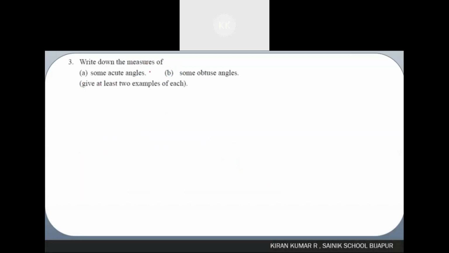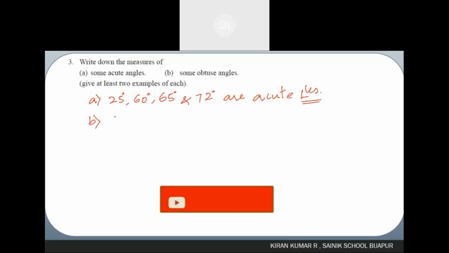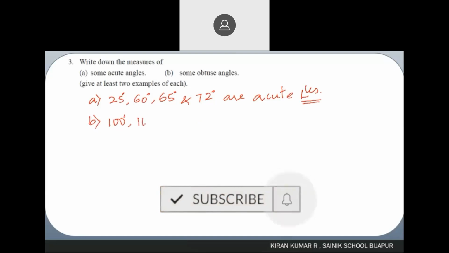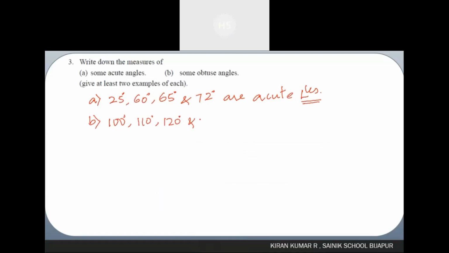Write down the measures of some acute angles. Give at least 2 examples each. Let me mention some of the acute angles, say 25 degrees, 60 degrees, 65 degrees, and 72 degrees. These are acute angles. This is a short way to write angles. Some obtuse angles: 100 degrees, 110 degrees, 120 degrees, say 145 degrees. These are obtuse angles.